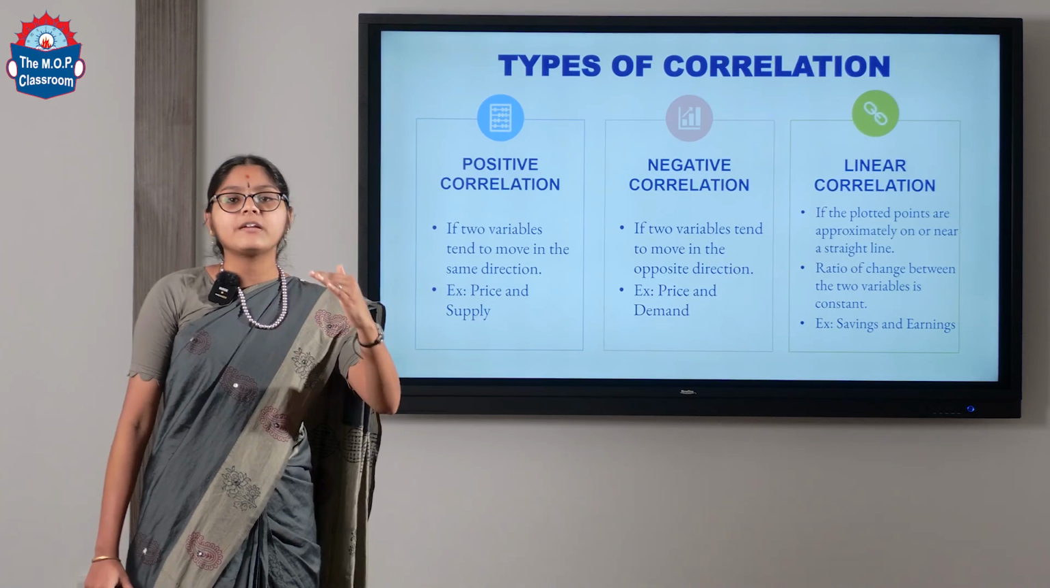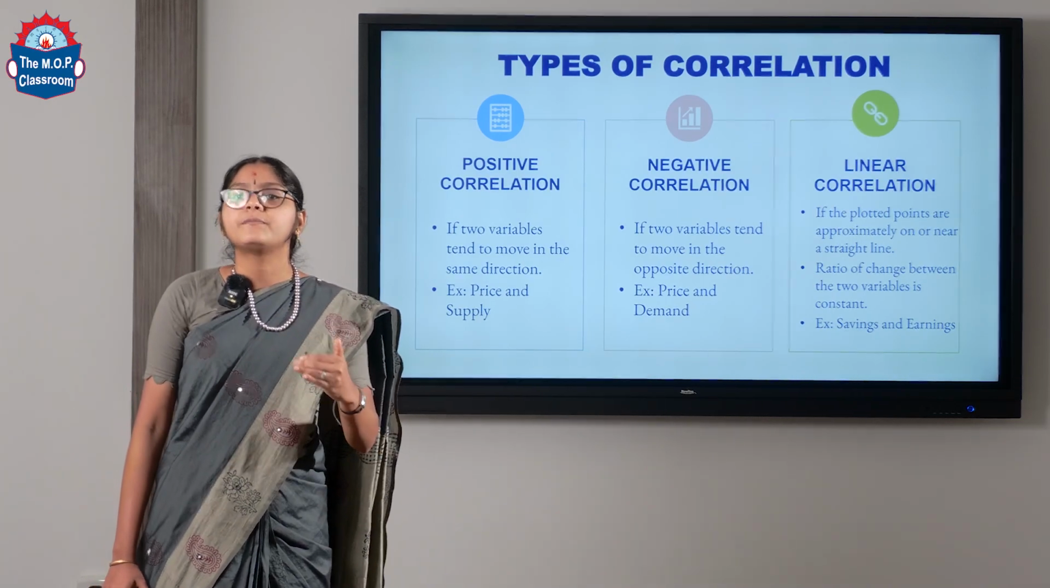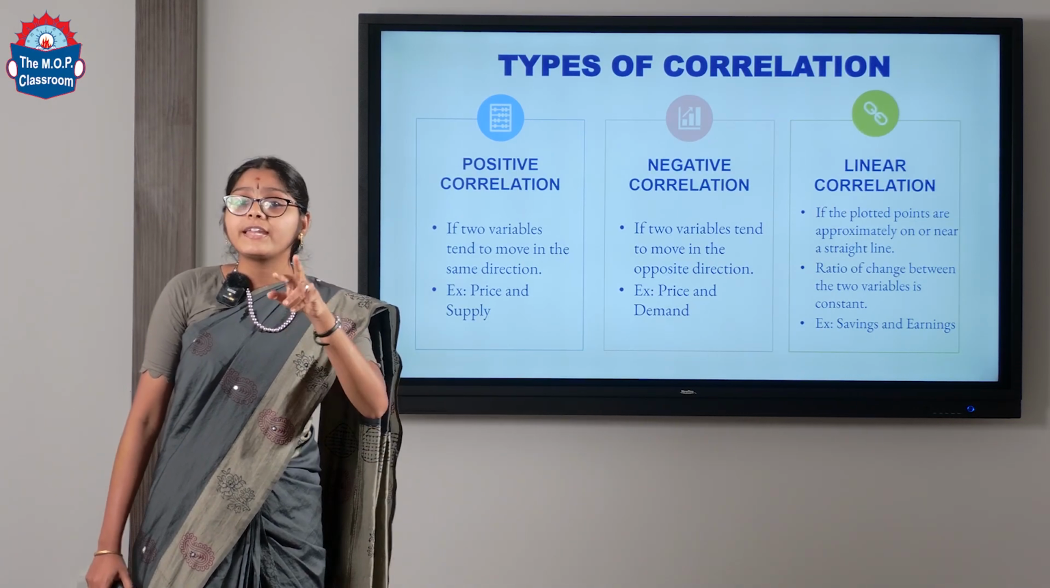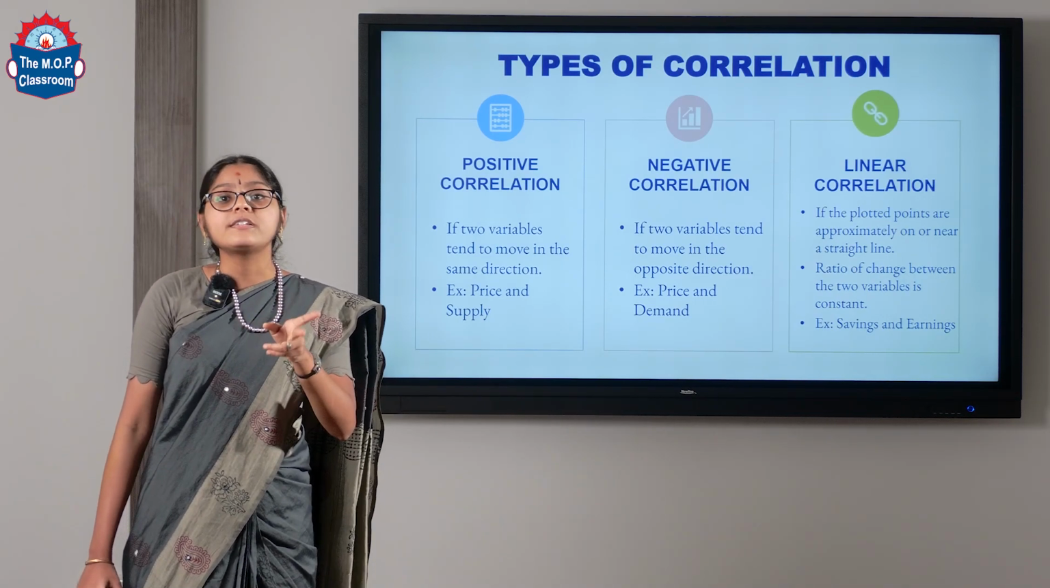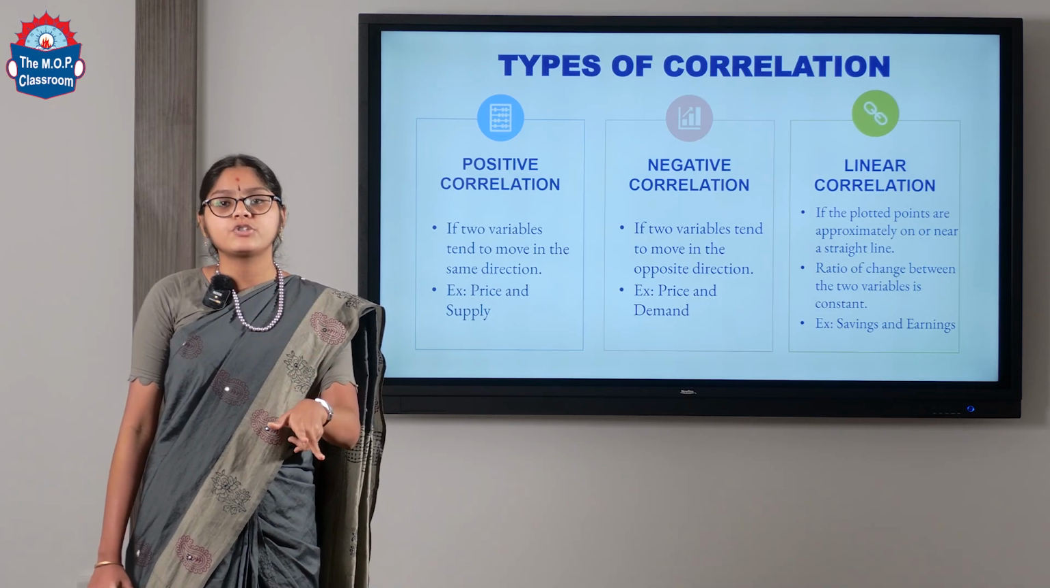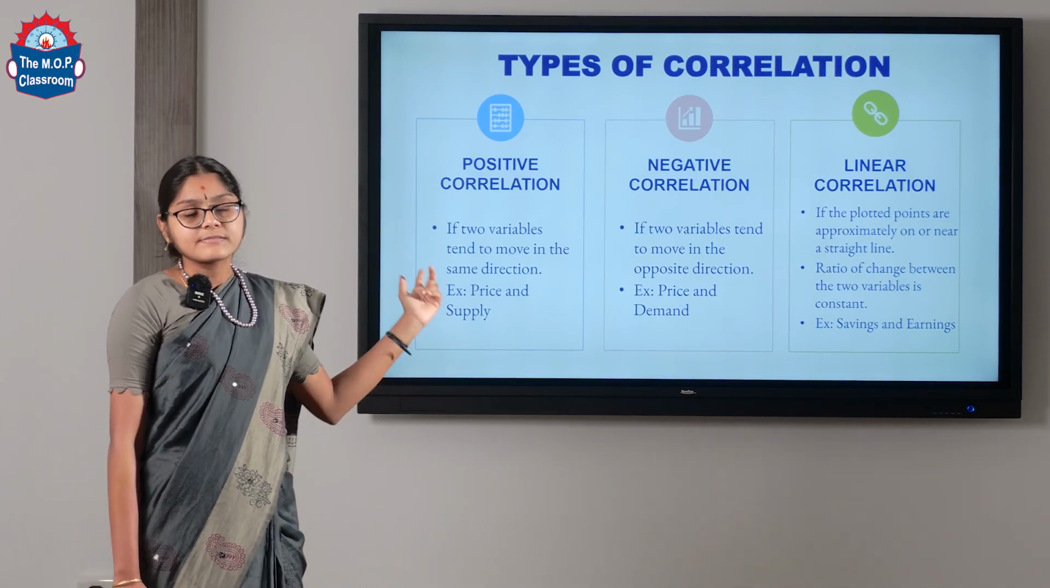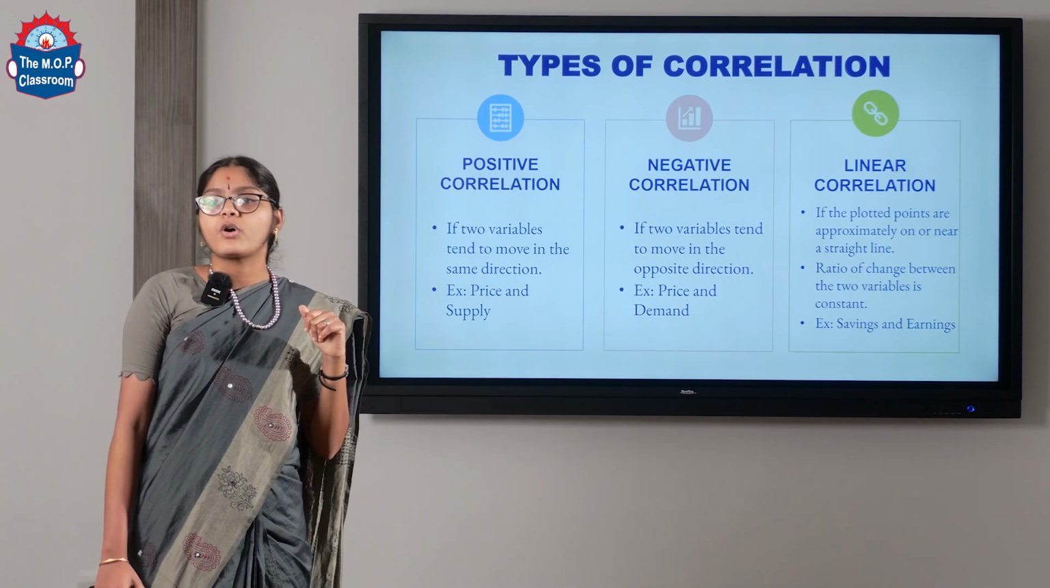So both the variables, price and supply, move in the same direction, which means the two variables are positively correlated. Positive association is present between these two variables. That is why that has been given as an example for positive correlation.